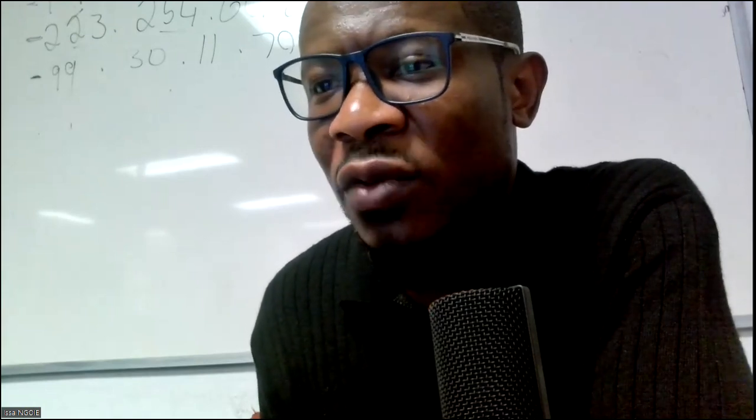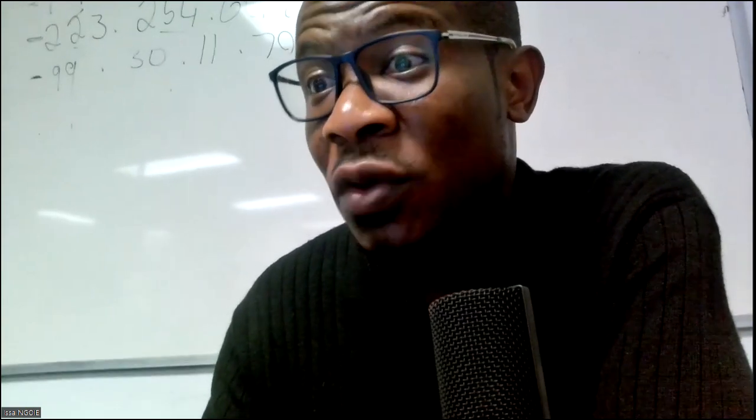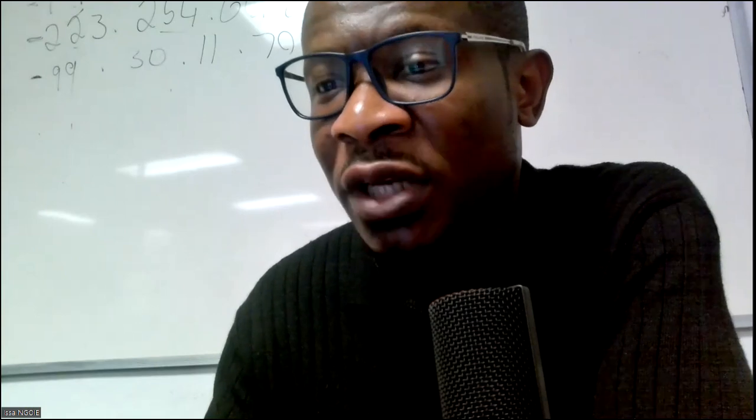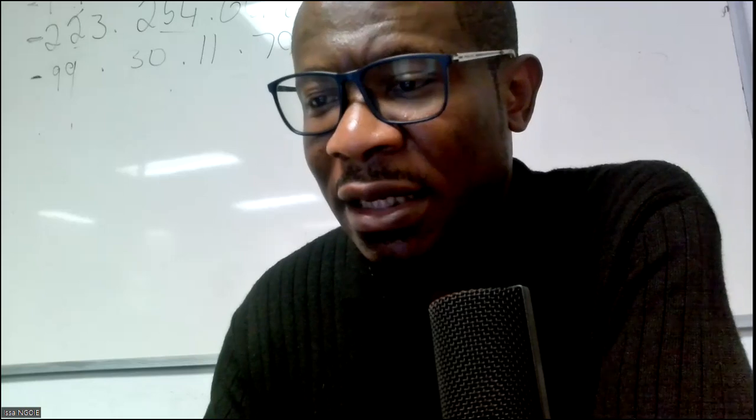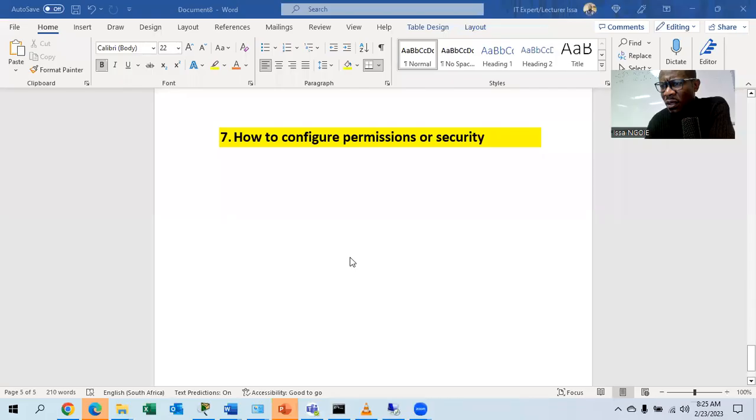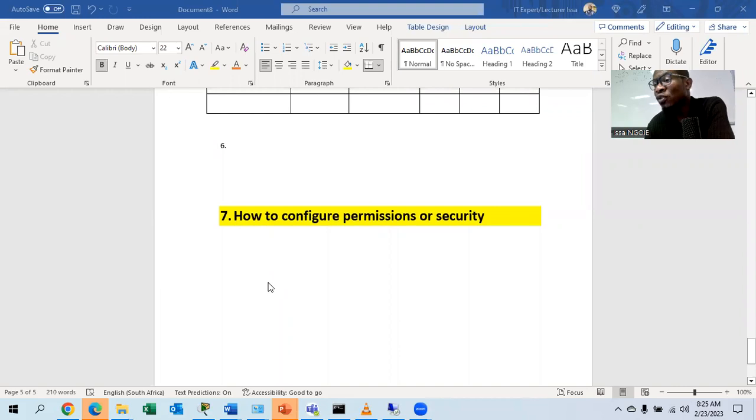We have to continue where we left yesterday, right? I'm gonna continue with a few exercises. I will explain some of the things that we are going to be doing tomorrow morning. All right. I will try to share my screen and we are going to see what we are going to talk about today. We stopped at, let me see. Yeah, it was number 7, right? How to configure permission and security.